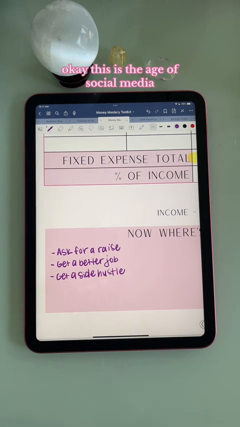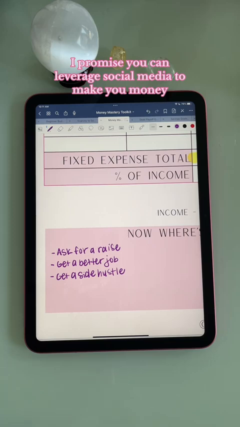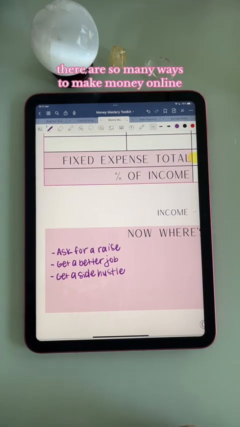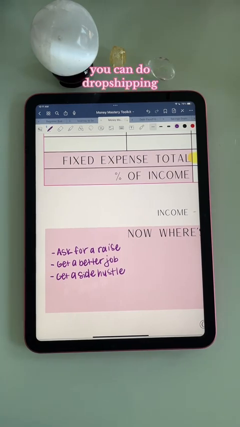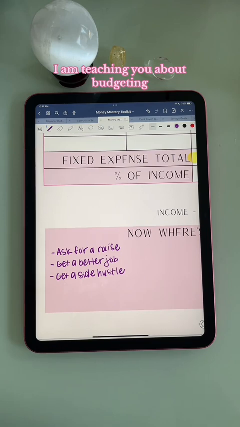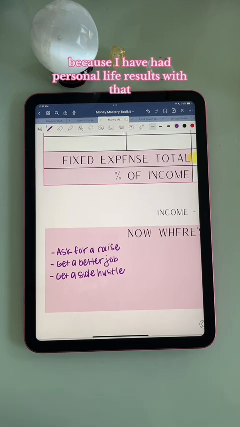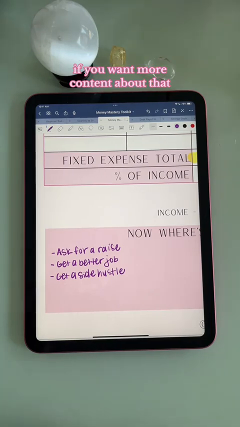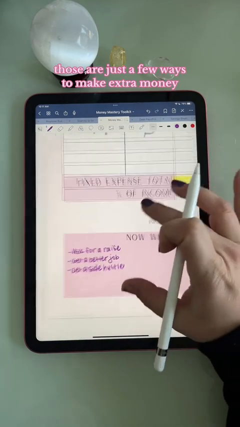This is the age of social media. I promise you can leverage social media to make you money. There are so many ways to make money online. You can do TikTok shop, you can do drop shipping, you can teach people a skill that you are really good at. For instance, I am teaching you about budgeting because I have had personal life results with that. If you want more content about that, let me know and I'll make it. So those are just a few ways to make extra money.